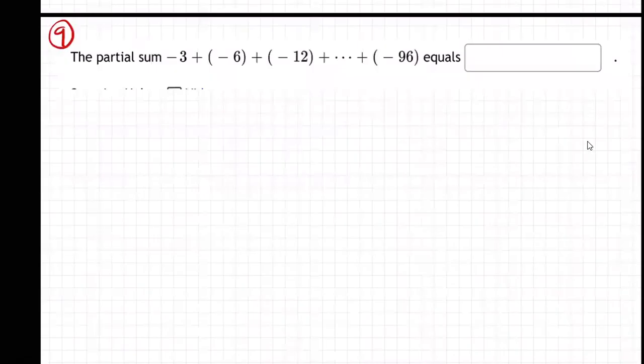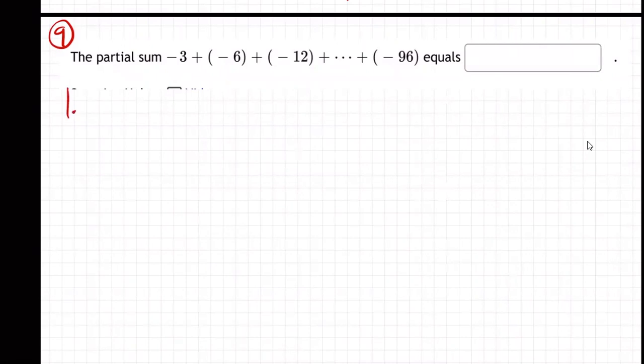Okay, so on this one, what we're doing is we're trying to figure out the sum of these numbers. It says the partial sum. So they want us to add up these numbers. Now, how do you add up a whole bunch of numbers? Well, we have some formulas for that.